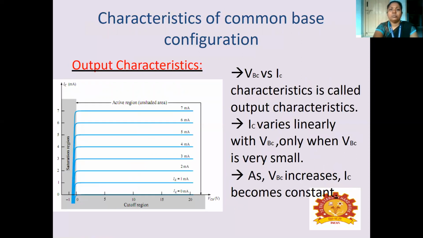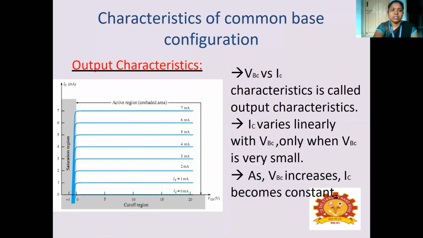Next, when you come to the output characteristics here, we are going to plot the output voltage VBC with respect to the output current IC. Then it is called the output characteristics. IC varies linearly with VBC. You can see there is a linear variation, but only when VBC is very small. As VBC increases, IC becomes constant.